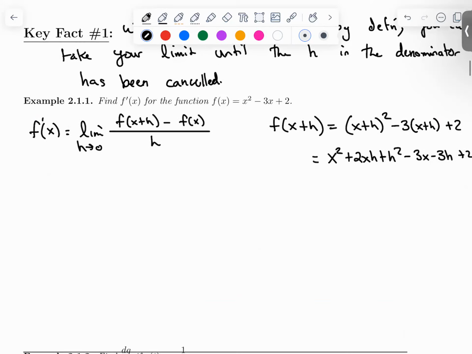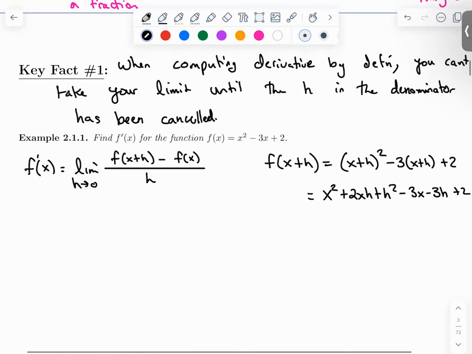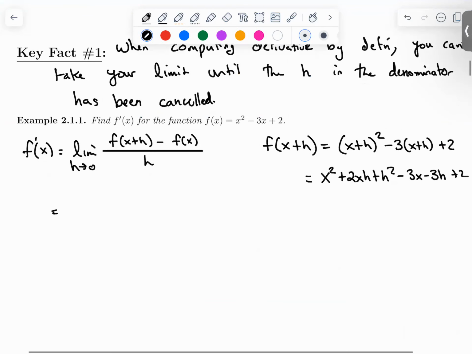Okay. So now that I've found what f of x plus h is, I can plug that into the formula. This is the limit as h approaches 0. Notice that I'm not dropping the limit sign because I haven't taken the limit yet. Just like before, I didn't take the limit until I got rid of the problem, right? If there was a common factor, I had to cancel that out first. I need to cancel that h before I can actually take my limit.